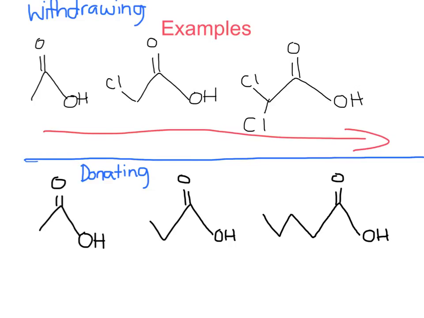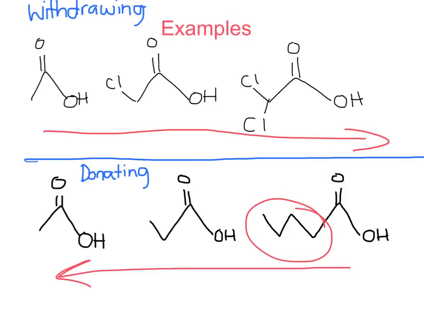Now let's look at the second example, which is going to be donating groups. As you can see here, the first one has no groups on it, this one has one group on it, and this one has two donating groups on it. Again, pause the video and see if you can determine which one is the most acidic and which one is the least acidic. As you probably guessed, it's the exact opposite of the first one. It's going to go to the left instead of the right, because these donating groups are pushing the electron density back to the carboxylic acid, and then there's one here and none here, so that makes this more acidic than this one over here.